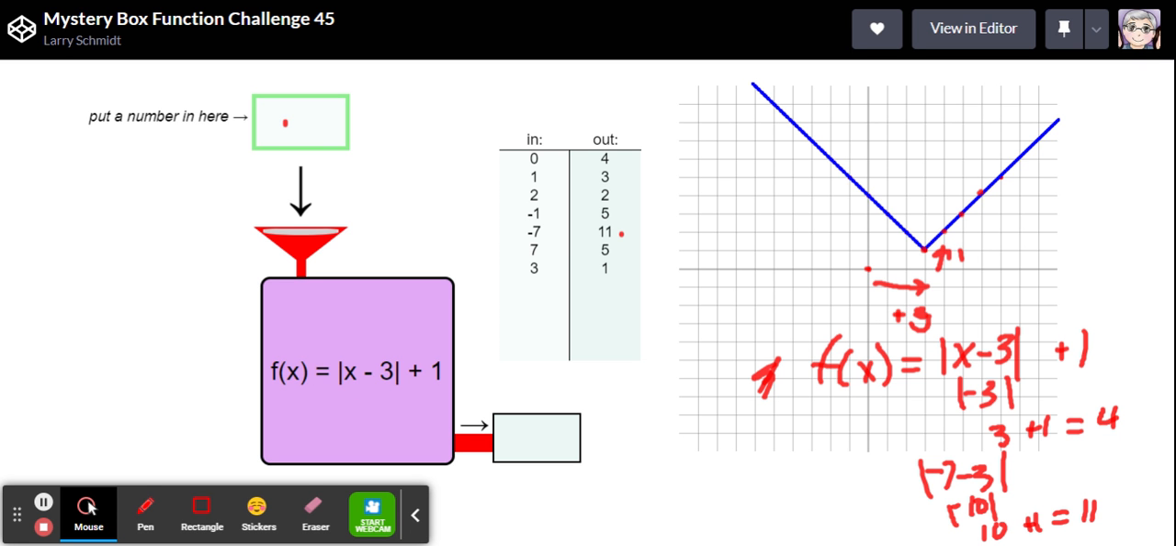Well, how did that one go for you? I had to put in a lot of points to figure that one out. How many points did you have to put in before you knew what was going on?